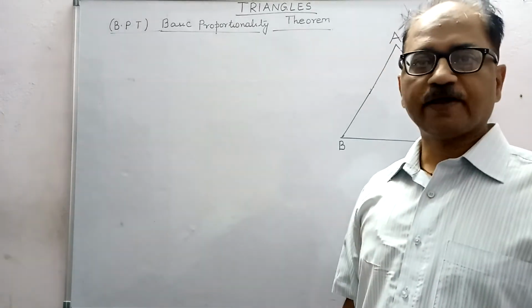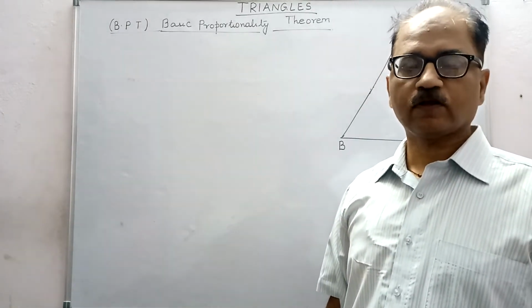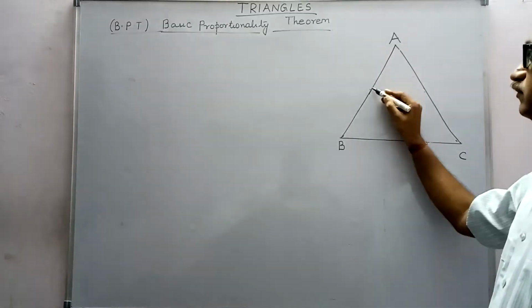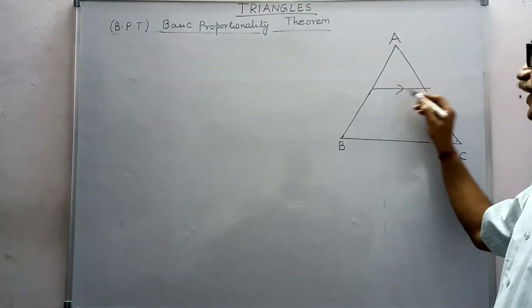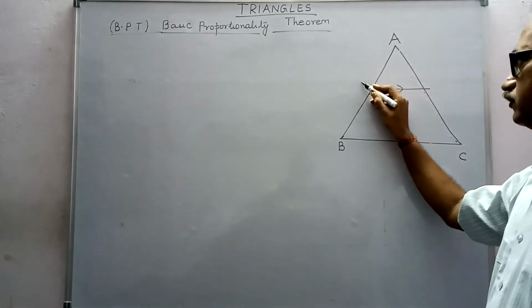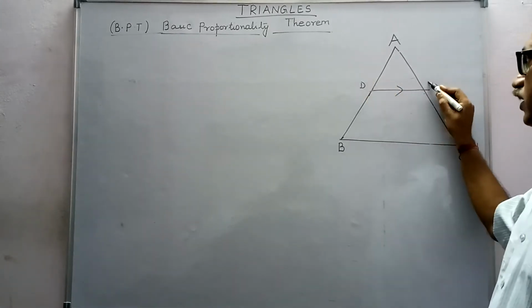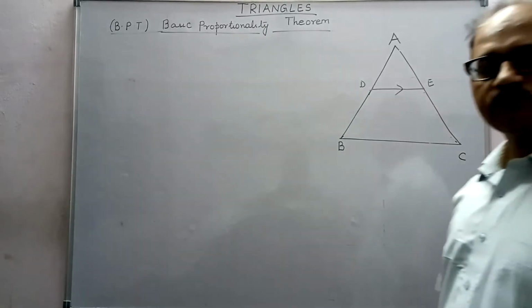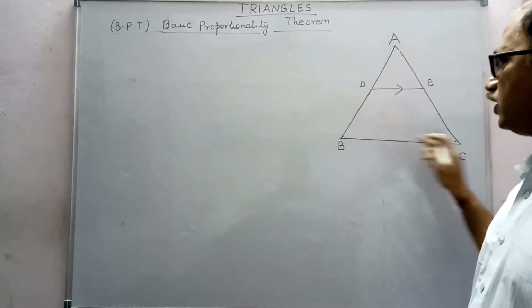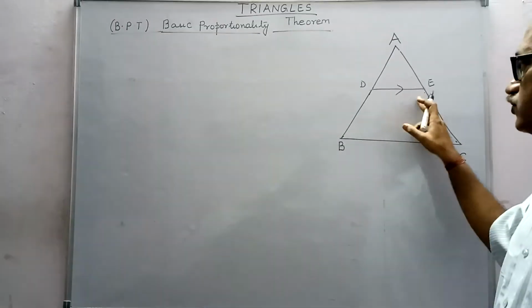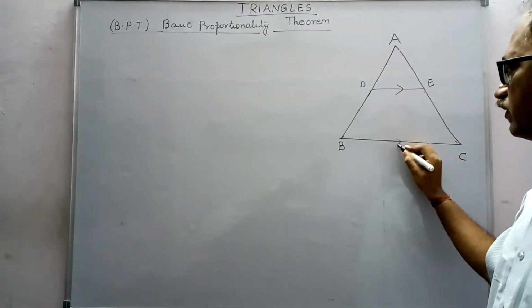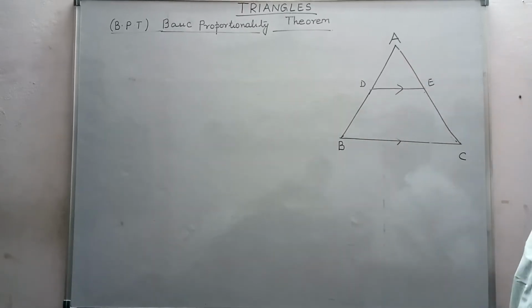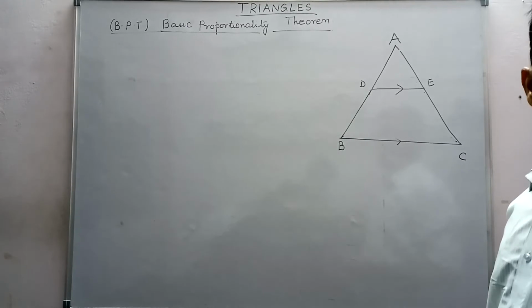The statement of the basic proportionality theorem is: if a line is drawn parallel to one side of a triangle, it divides the other two sides in the same proportion. That means if there is a triangle ABC and a line DE is drawn parallel to BC, it will divide the remaining two sides, that is AB and AC, in the same proportion.